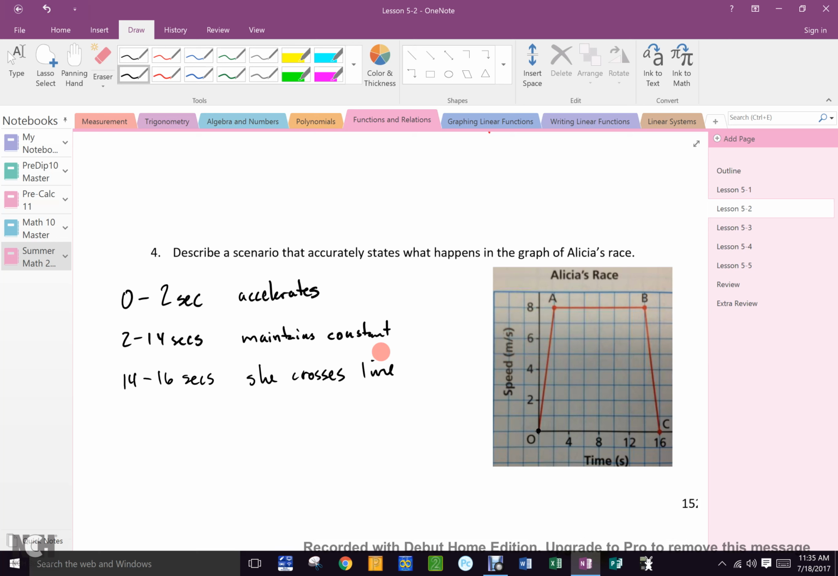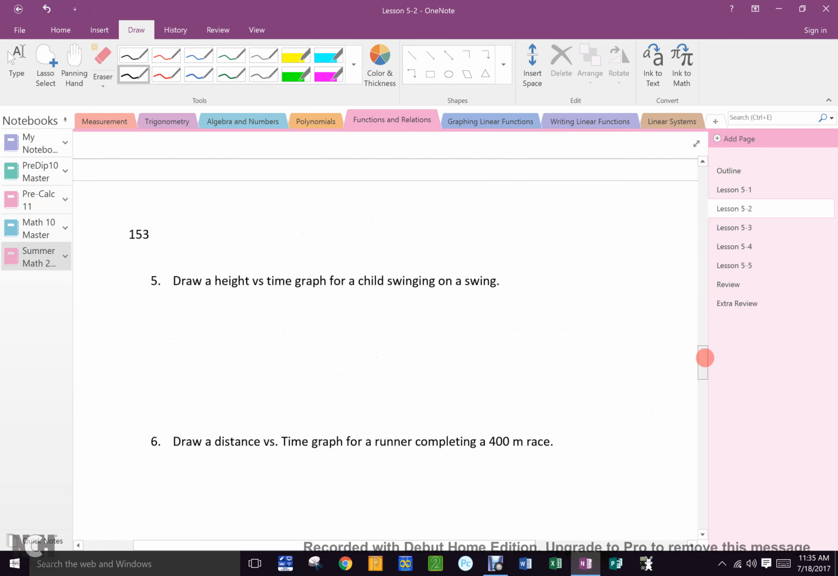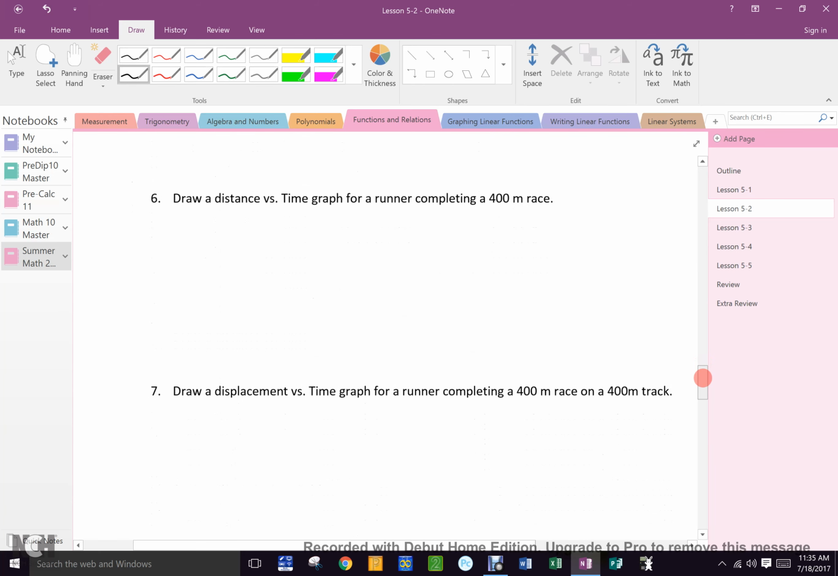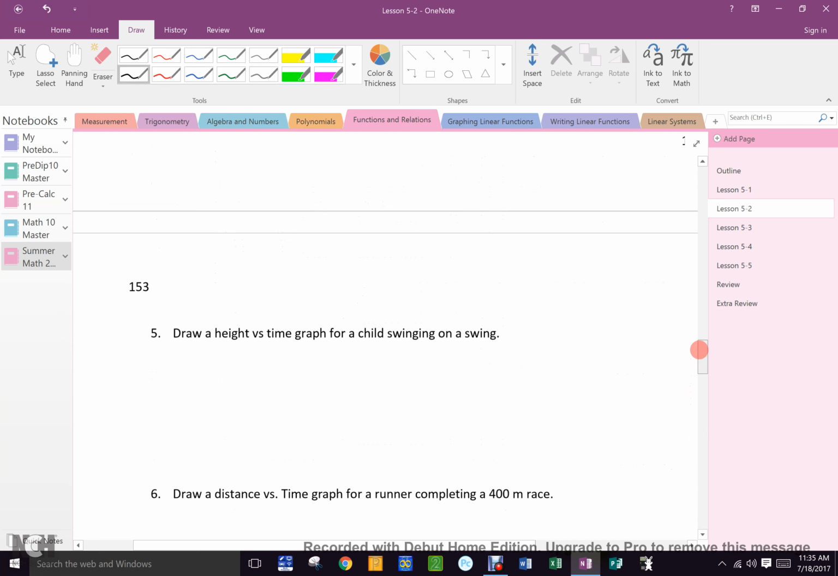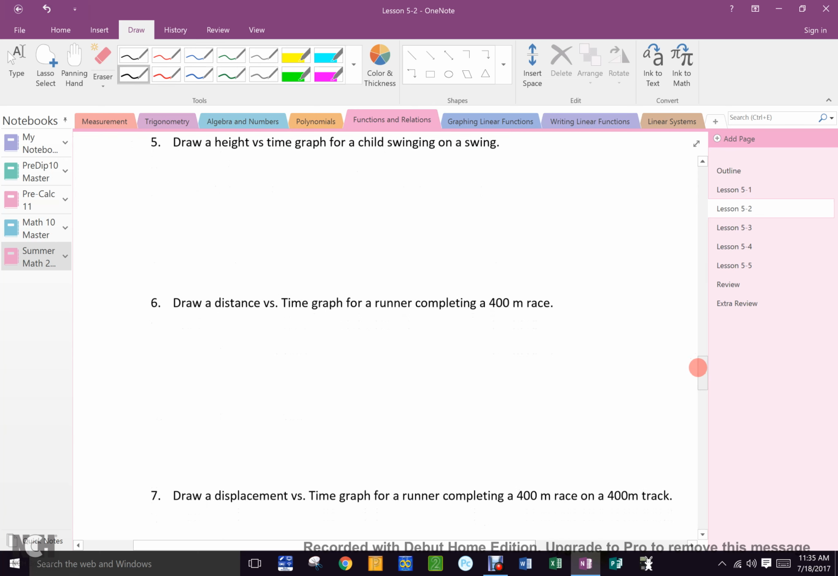Yeah? All right. Turn the page over. 1, 2, 3. You do not have to do graph 8. 4. I want you to do 5, 6, and 7. Go. They can just be sketched. They don't need to be perfect. You don't need titles and everything. You just need to label your axes. Go.